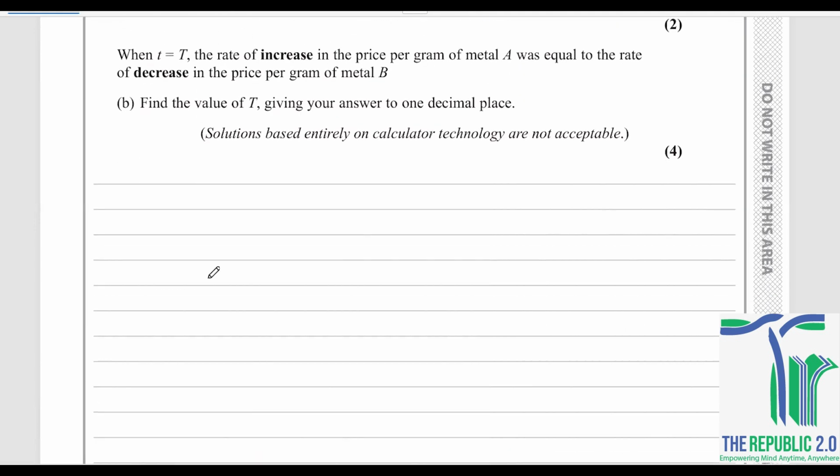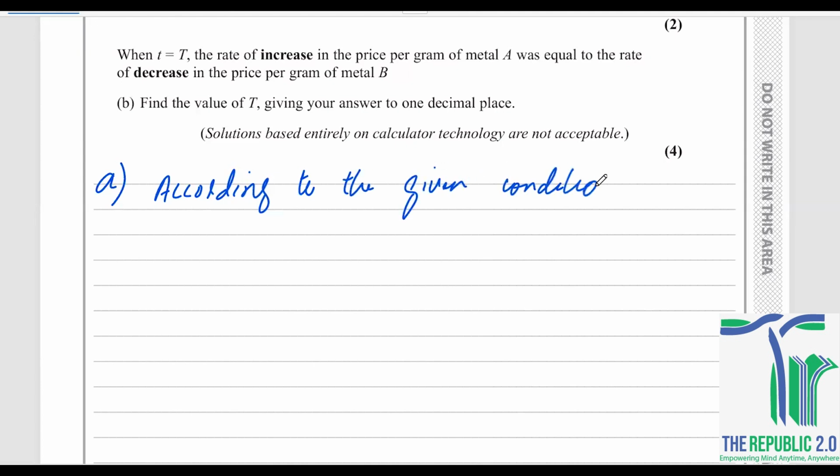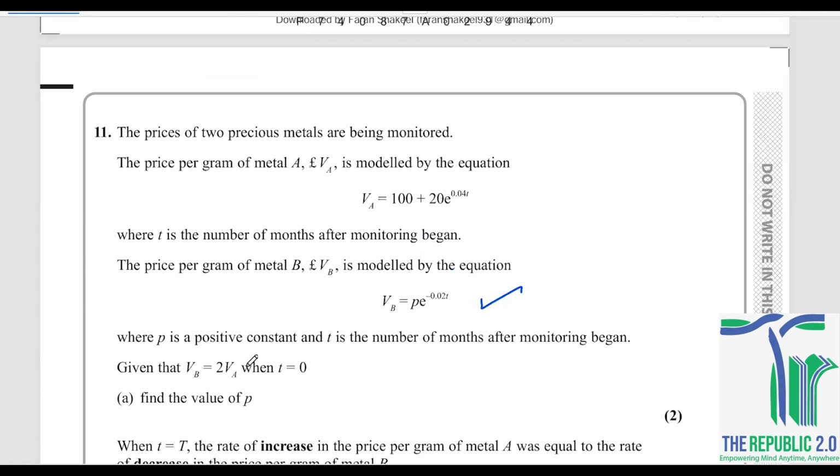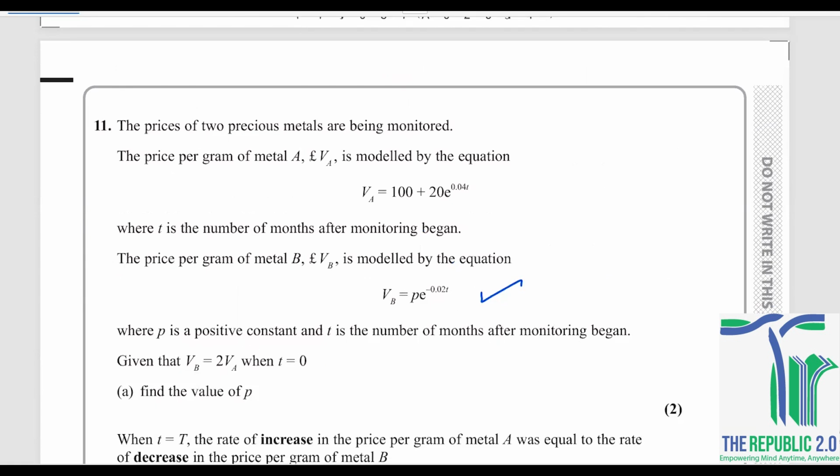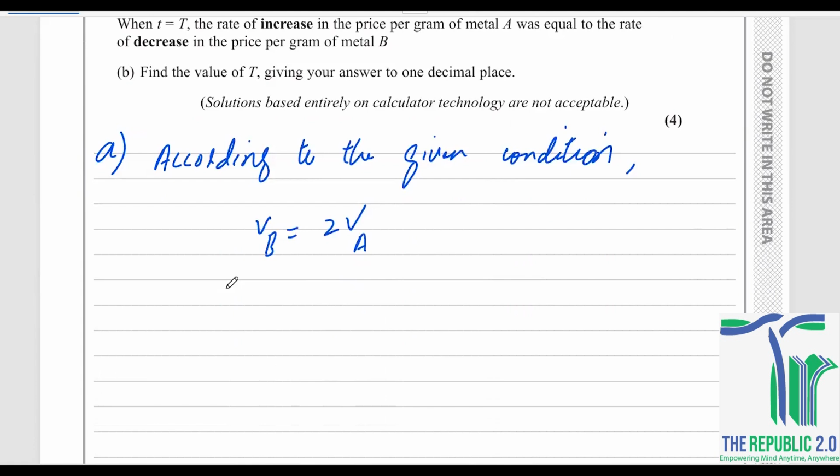So that's very easy. For the A part, we just need to use the given condition. So according to the given condition, VB is 2 times VA when T is equal to 0. So I'm just going to write down the VB value. The VB was P e to the negative 0.02 times T, which is equal to 2 times VA. What was VA?